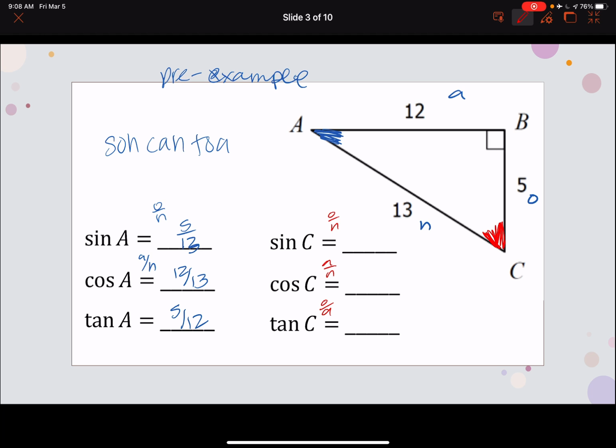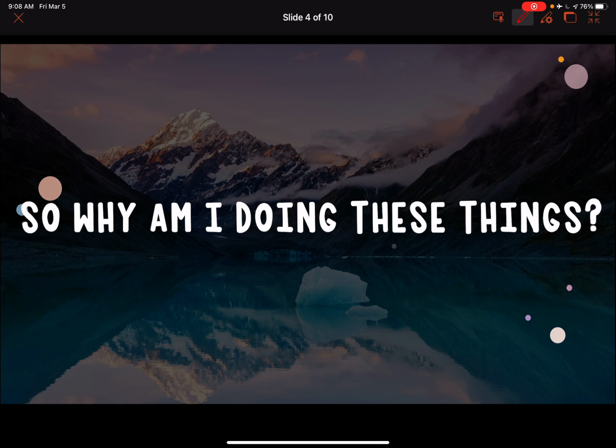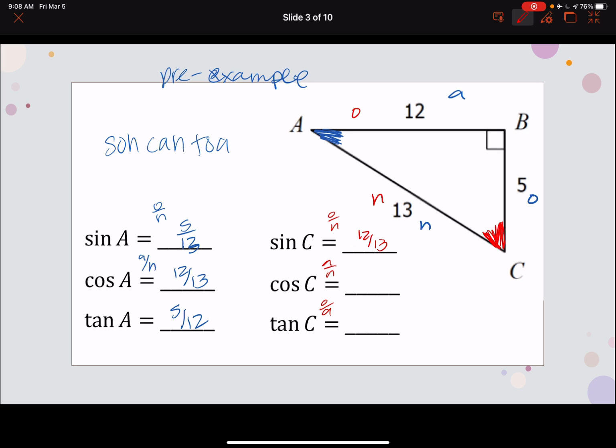All right, so your sine for this is going to be 12 over 13, your opposite over your hypotenuse, and your cosine is going to be your adjacent over your hypotenuse. So you'll notice that your opposite and your adjacent change for each angle. Your tangent is going to be 12 over 5.